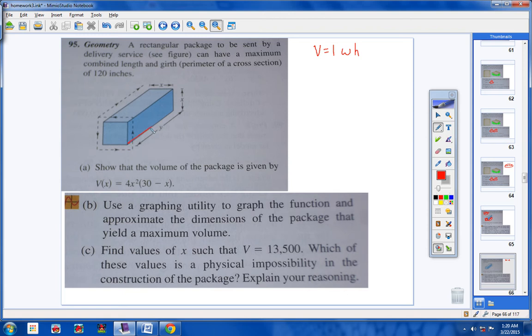So we can say length times width times the height, okay? Now all of these are x's back here, so I know for w I'm going to put x, and for my height I'm going to put x, but my length is what?